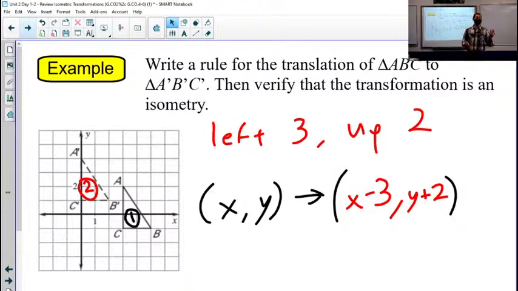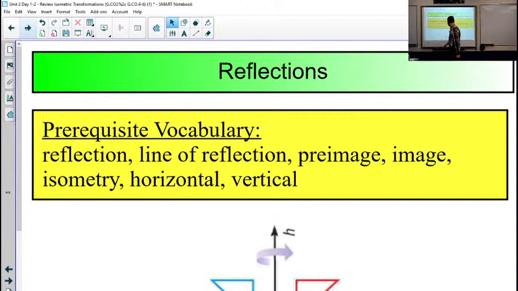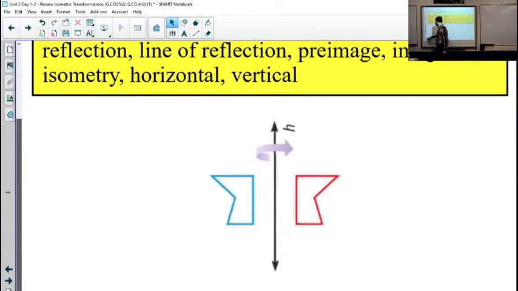Now we're going to look at our next type of transformation, which is going to be flipping. Taking the shape and flipping it. And those are called reflections. Reflections. And we are going to flip. You can flip over any line, but we're just going to focus on the x-axis and the y-axis, just to make it simple. We're just going to focus on flipping over the x-axis and the y-axis.